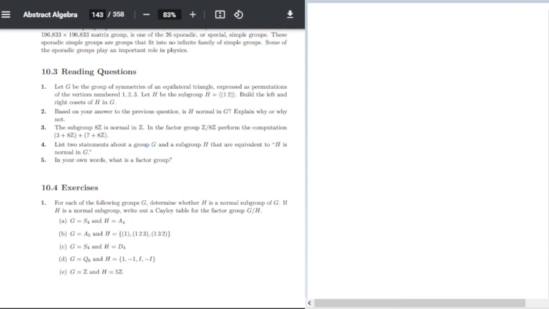In your own words, what is a factor group? Well, since it's in my own words, a factor group is built from a group and a subgroup where you can take a reasonable quotient, so that you can quotient out information about how the subgroup relates to the larger group, and examine the group structure in more depth.